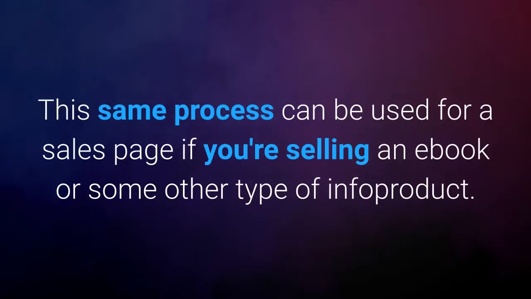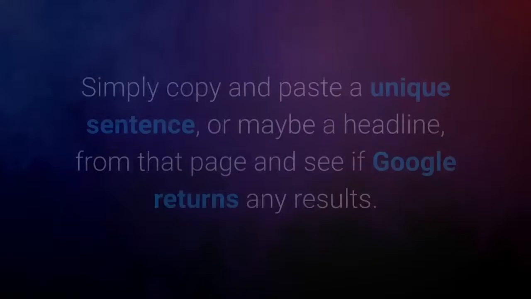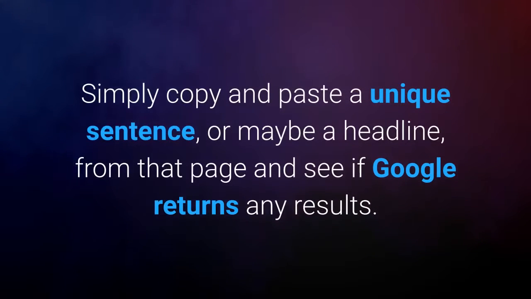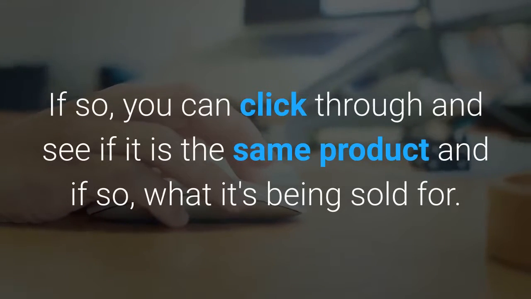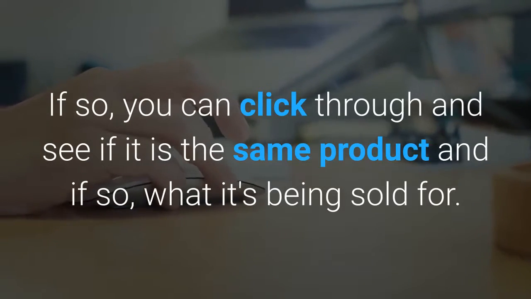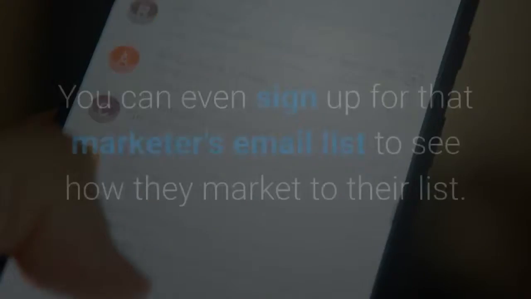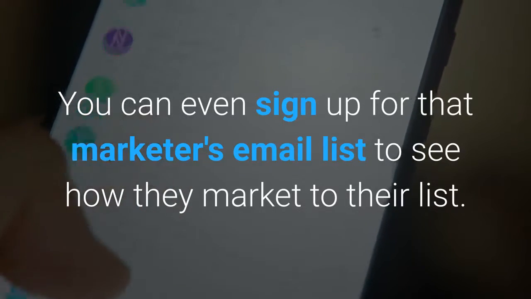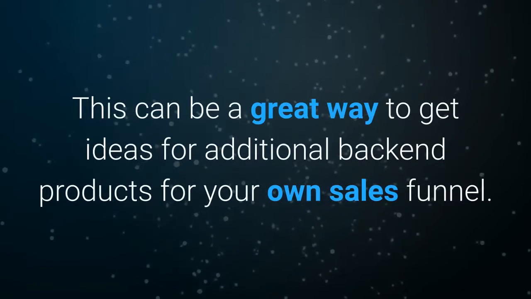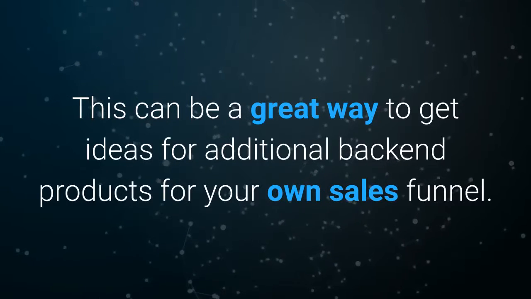This same process can be used for a sales page if you're selling an ebook or some other type of info product. Simply copy and paste a unique sentence or maybe a headline from that page and see if Google returns any results. If so, you can click through and see if it is the same product, and if so, what it's being sold for. You can even sign up for that marketer's email list to see how they market it to their list. This can be a great way to get ideas for additional back-end products for your own sales funnel.